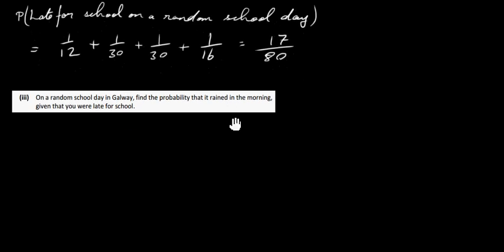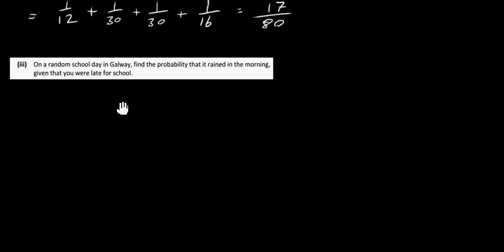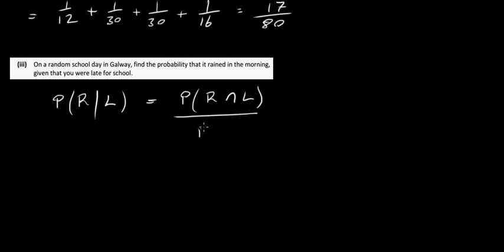Okay, next one, the last one actually, it says, on a random school day in Galway, find the probability that it is raining in the morning given that you were late for school. So this is actually a conditional probability type question. So we want the probability that it is raining. That's what we're asked for. Find the probability that it is raining given that we were late for school. So using our conditional probability equation, that's just going to be the probability of R intersection L over the probability of L. So you've got to work out the top line. We know the bottom line, we've worked it out up here already.